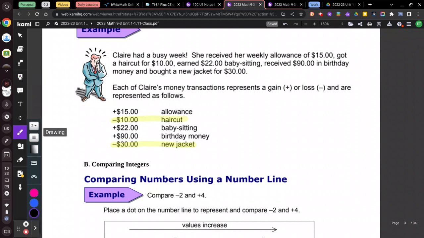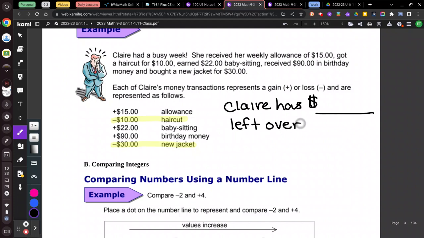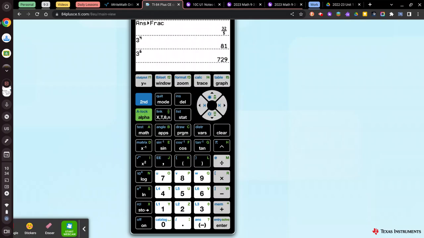So what we do is we add and subtract as we go down the list. We're going to find out how much money she has left over. So we're going to say Claire has blank money left over. We want to find out how much money she has left over in her account. So we're going to do exactly what it shows up here on our calculators. So I'm just going to switch to my calculator and show you what that's going to look like. I'm going to take the numbers and add them.